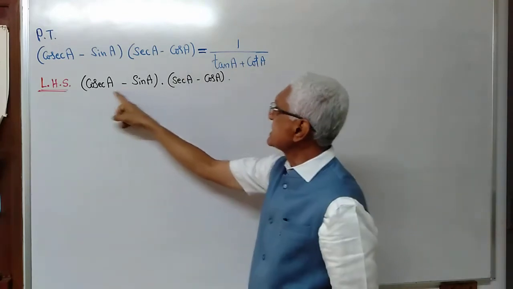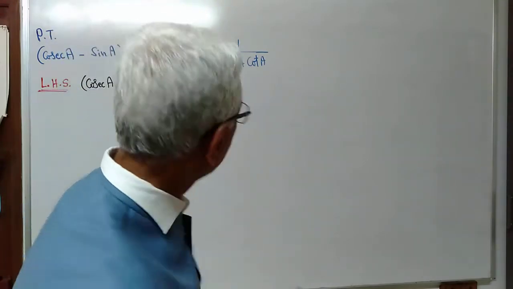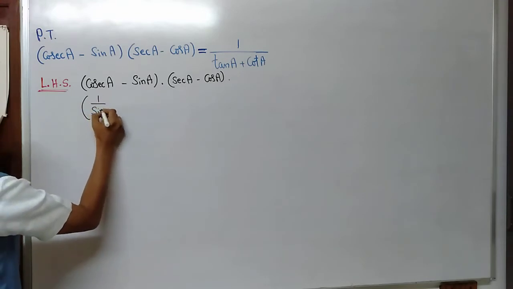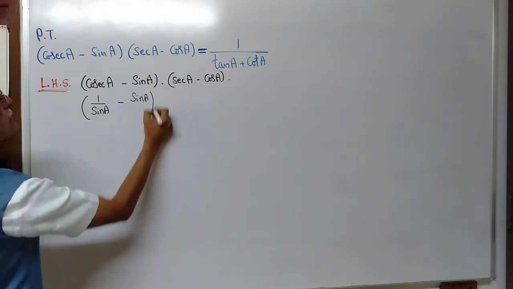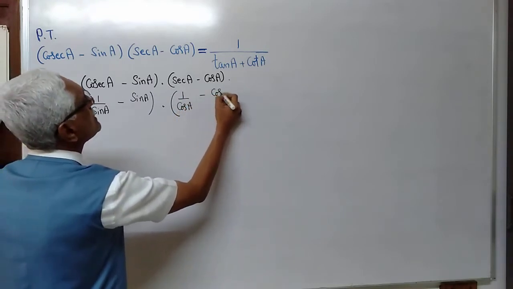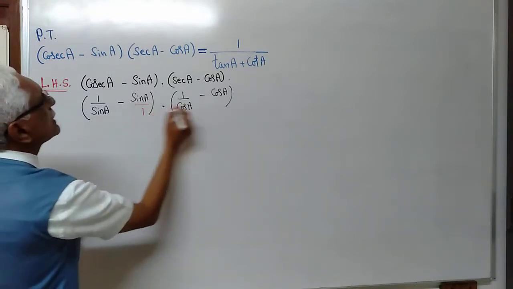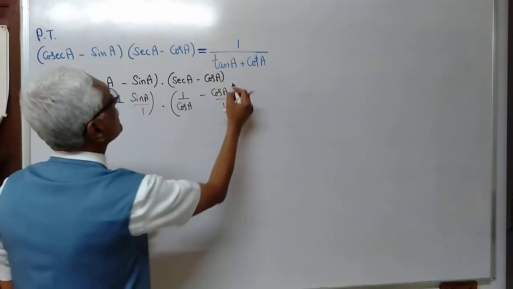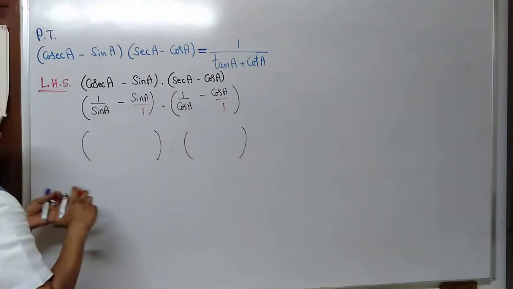You have taken the left hand side, correct? And carry out whatever is permissible and meaningful. Okay, we will see. Cosecant A is 1 over sin A because they are reciprocals, minus sin A, into secant A is 1 over cos A, minus cos A. Am I correct? Nothing in the denominator is 1. How do I proceed? You will only take the LCM and proceed.